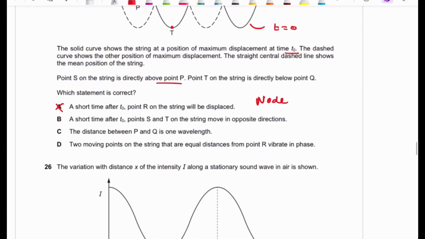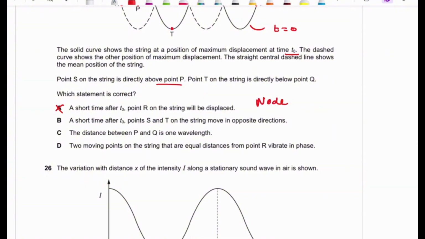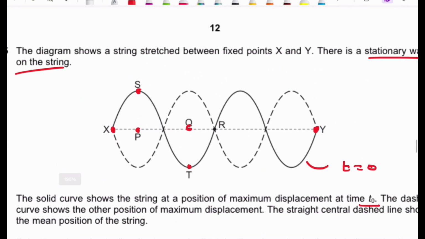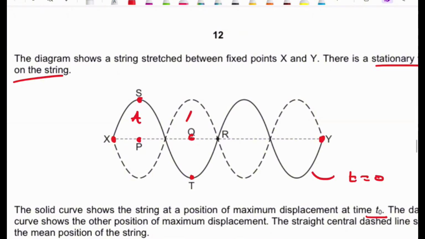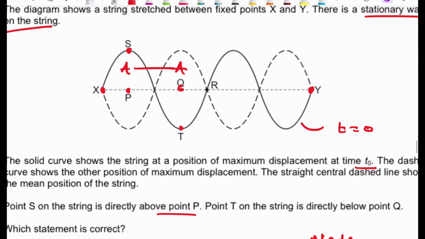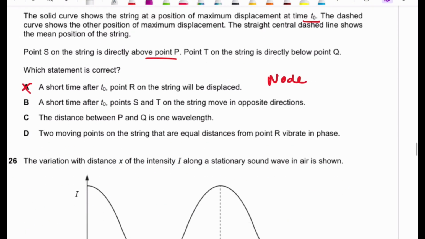Let's go to C. The distance between P and Q is one wavelength, okay? P and Q are basically antinodes. The distance between antinode and antinode is not a wavelength, but rather half of a wavelength, right? So basically, C is wrong.